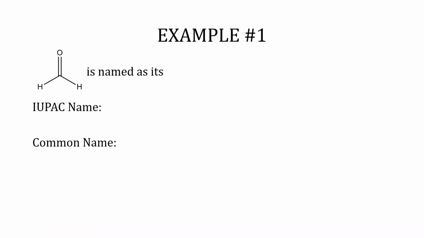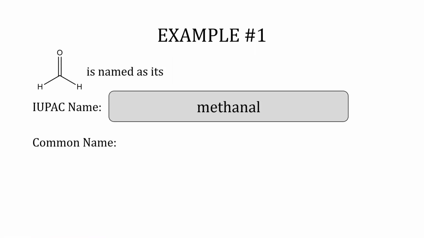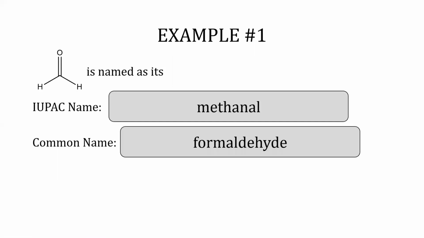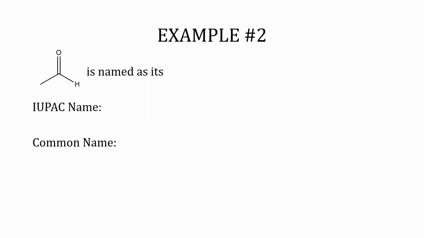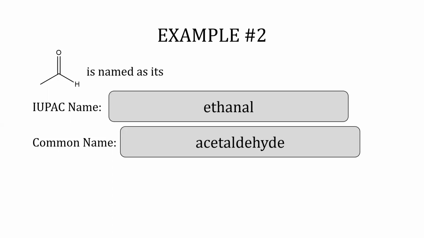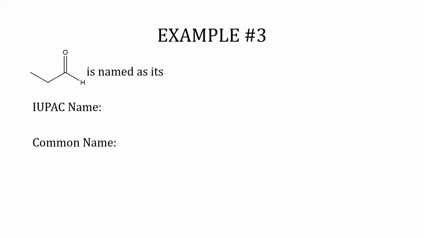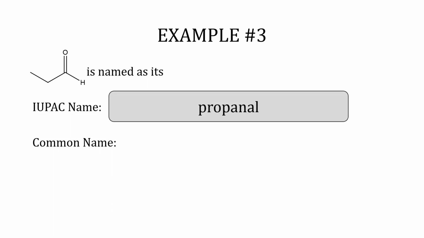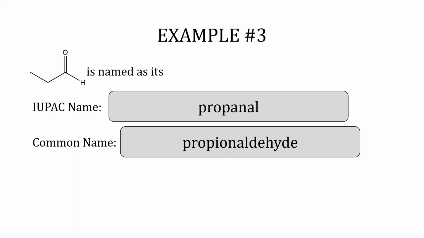Example 1 is named under IUPAC guidelines methanal, and its common name is formaldehyde. Example 2 is named under IUPAC guidelines ethanal, and its common name is acetaldehyde. Example 3 is named under IUPAC guidelines propanal, and its common name is propionaldehyde.